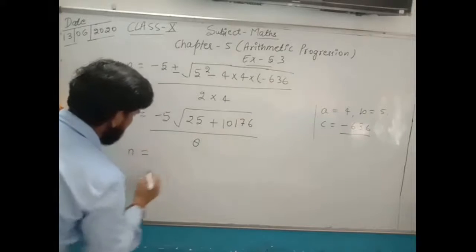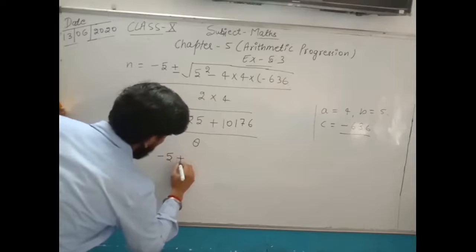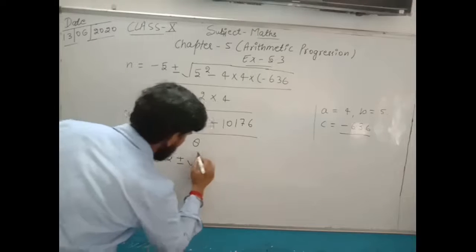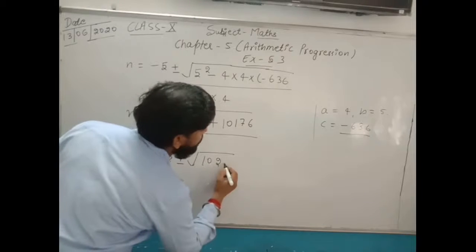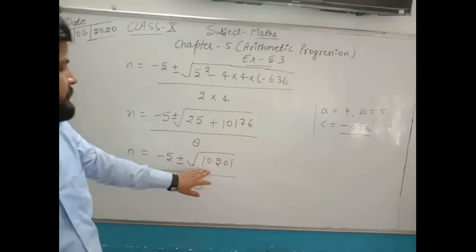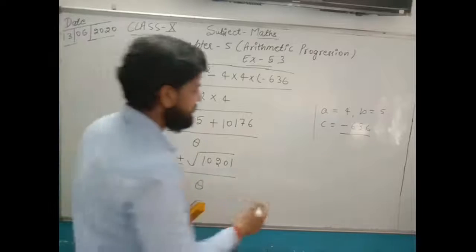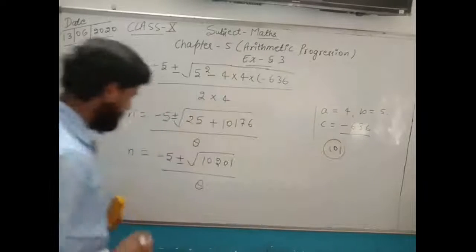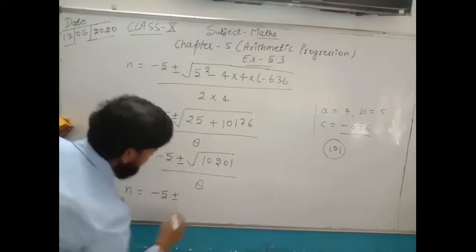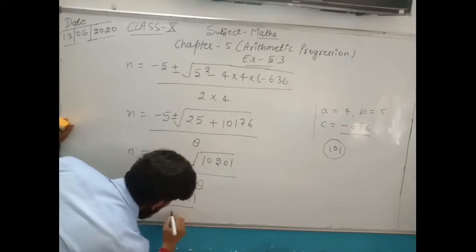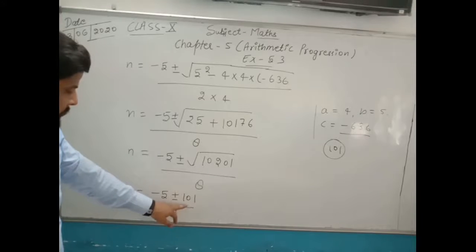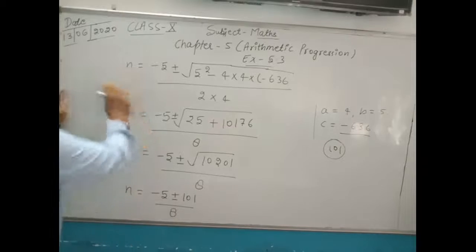10201. So n is equal to minus 5 plus minus the square root of 10201 upon 8. And what is the square root of 10201? This is 101. So we can directly write n equals minus 5 plus minus 101 upon 8. First we take minus 5 plus 101 upon 8. Second time we take negative.